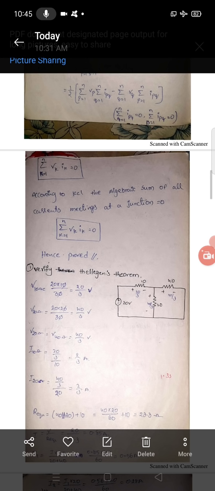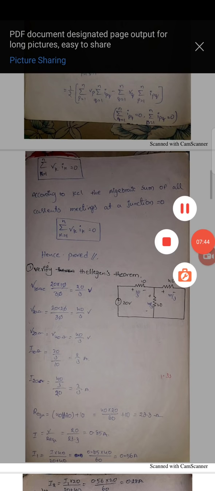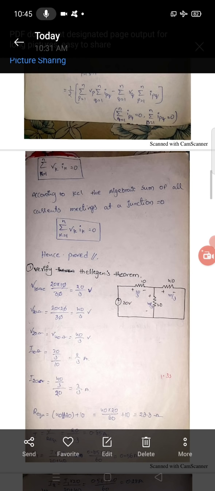Voltages are done. Next, I am calculating the current flowing through the 10 ohm resistor. We already know the voltage across that particular branch and the resistance of that branch. Then the current is 20 by 3 divided by 10, so the current flowing through the 10 ohm resistor is 2 by 3 amperes. Similarly, the current flowing through the 20 ohm resistor is the voltage across that branch divided by that branch resistance, that is 40 by 3 divided by 20, and you will get 2 by 3 amperes.